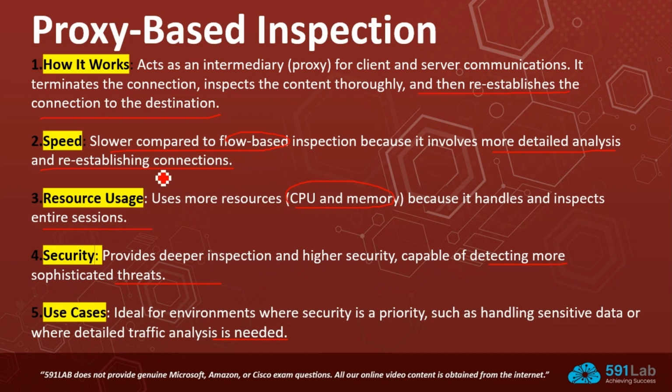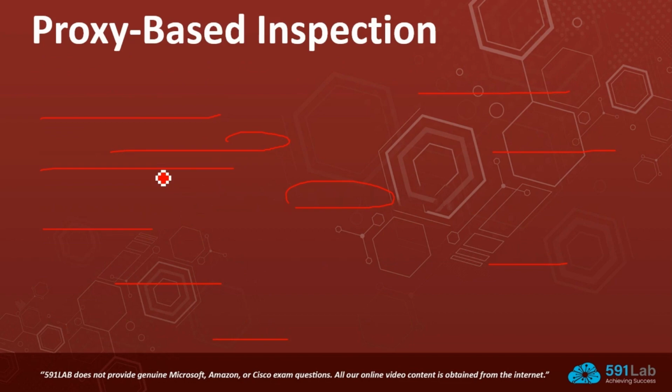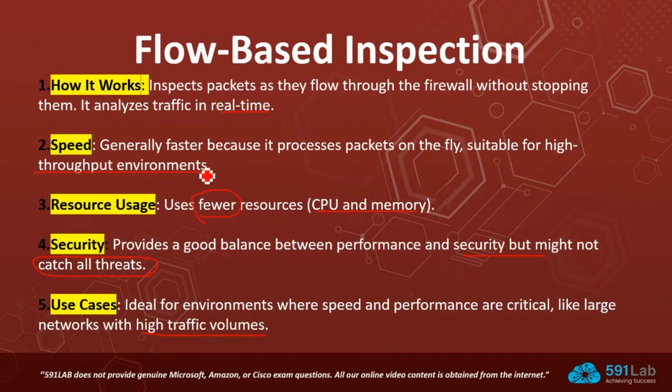As a summary, we can say that flow-based inspection is fast, uses fewer resources, is suitable for higher traffic scenarios, and offers good security. The proxy-based inspection is more secure and uses more resources. It is suitable for environments that need detailed inspection, and it is slower compared to the flow-based inspection. The choice between the two depends on your network performance needs and security requirements.